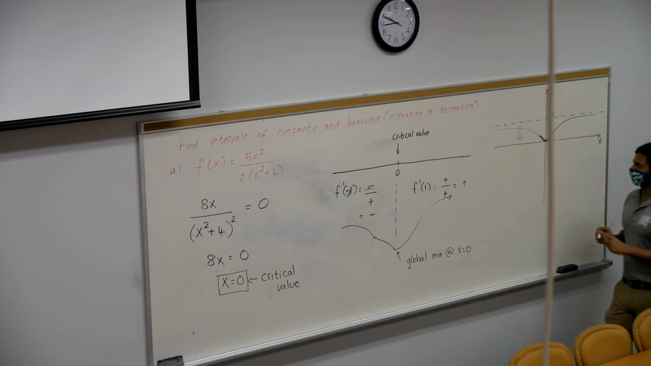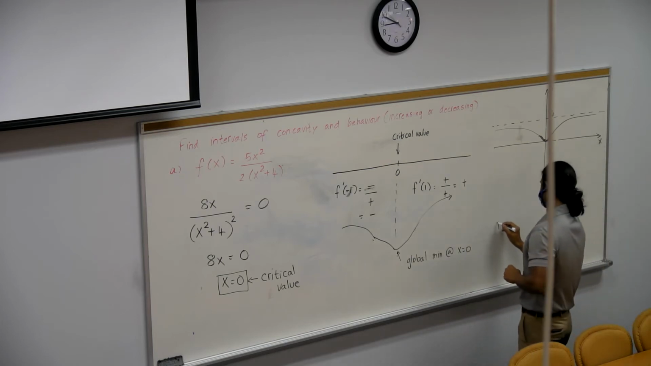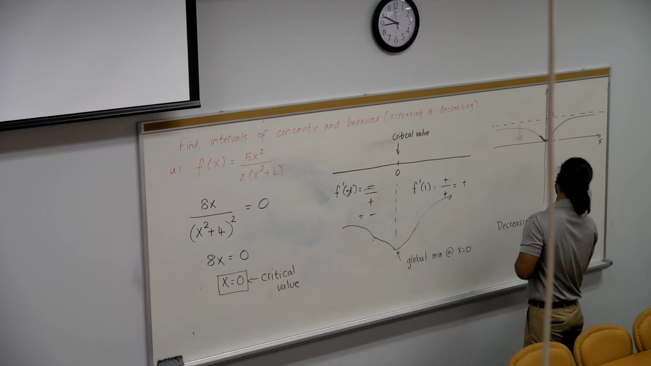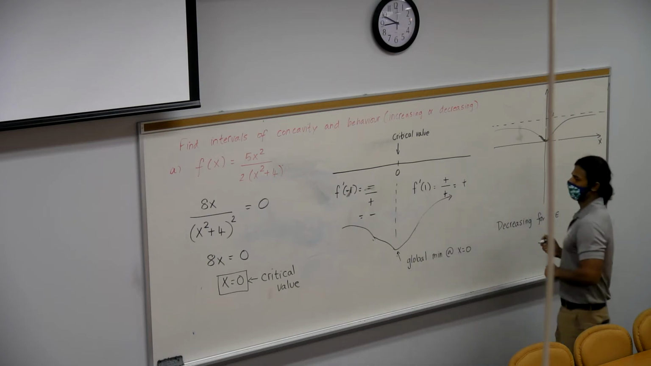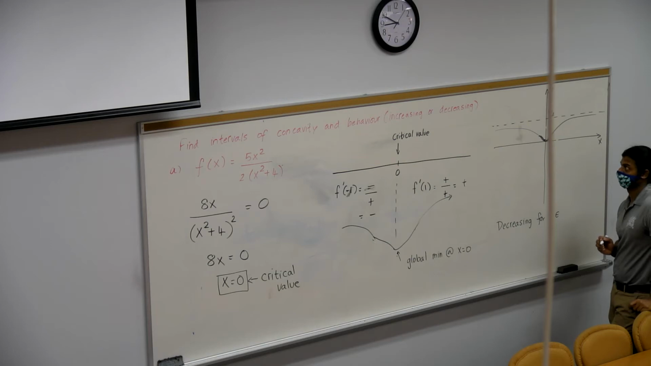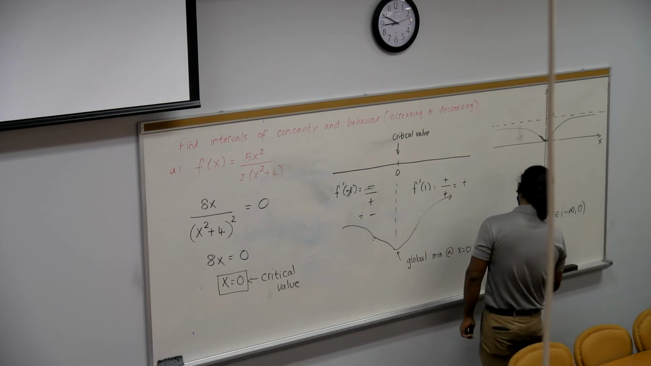Okay, so the function is decreasing for x from negative infinity to 0, and the function is increasing from 0 to infinity.